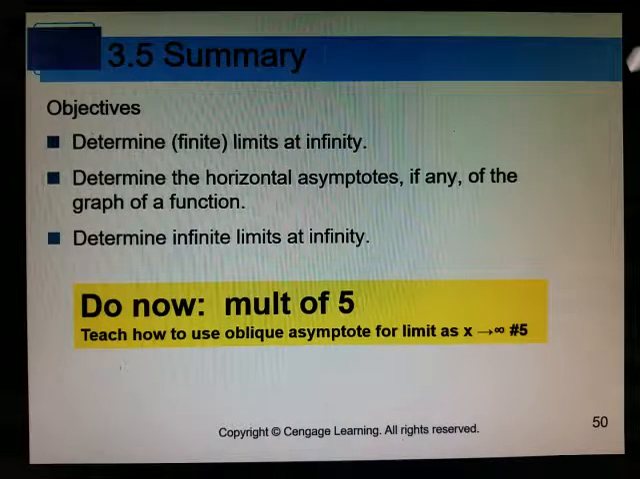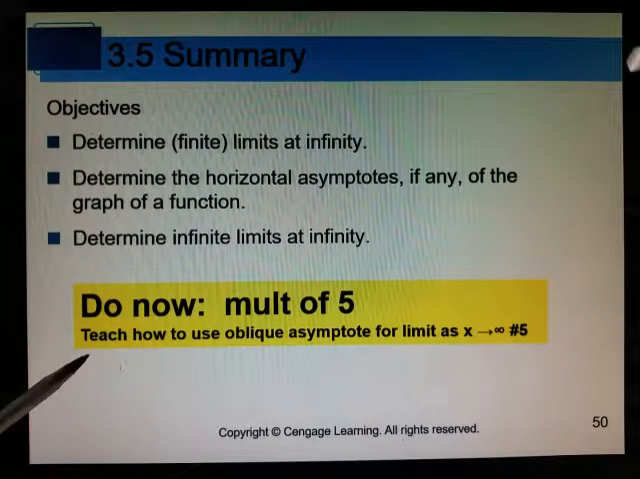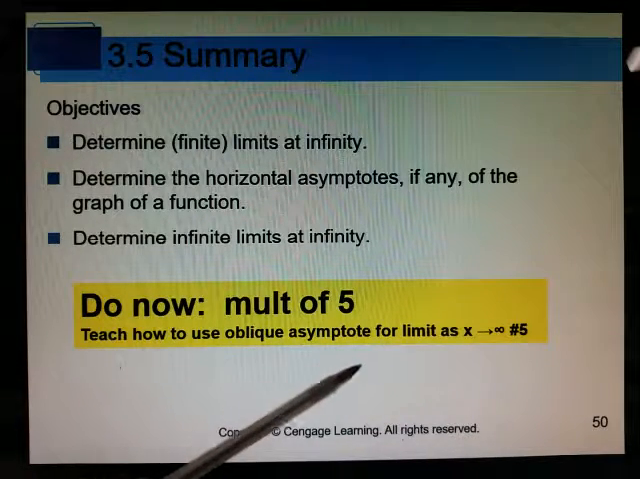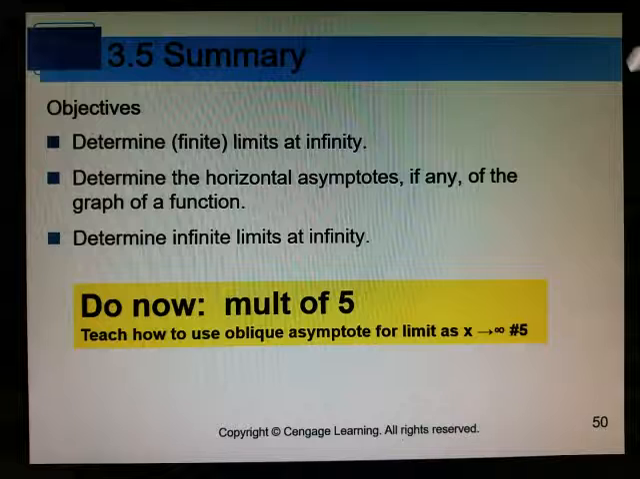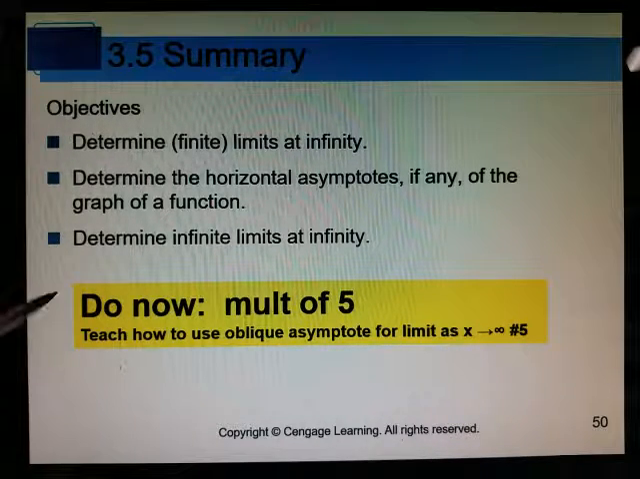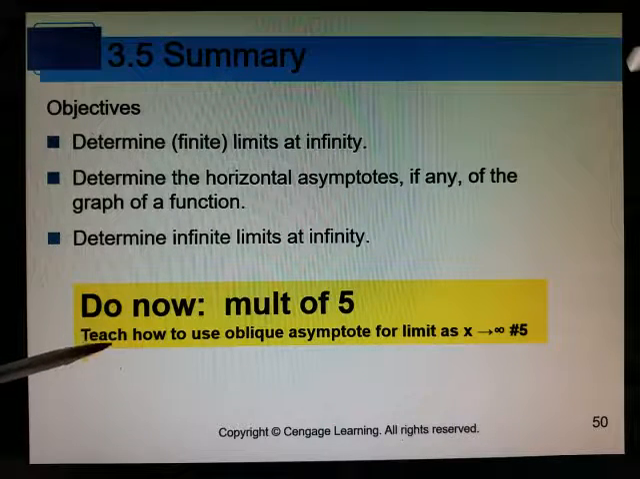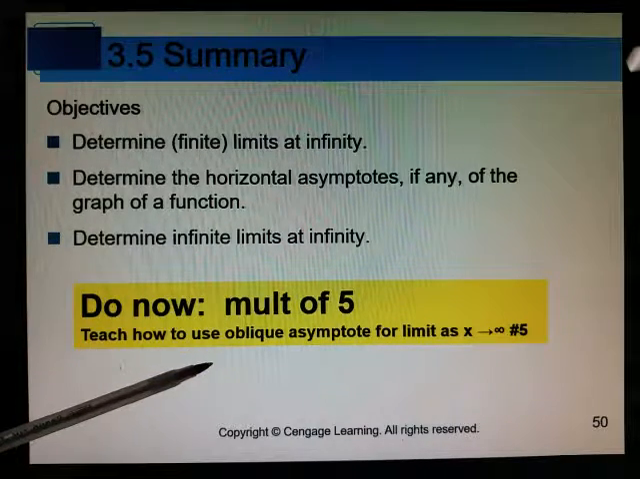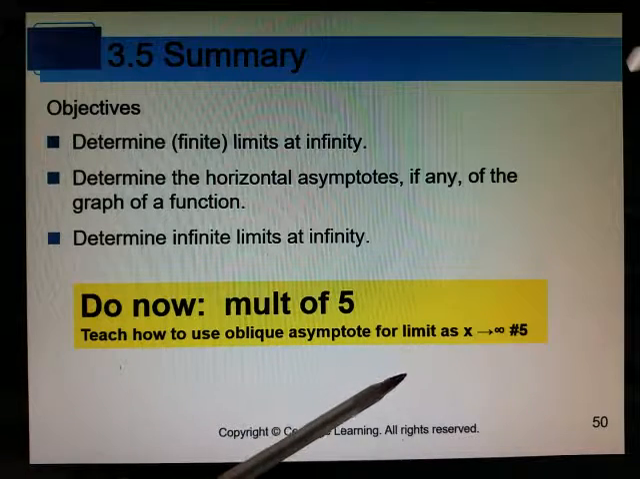That ends lesson 3.5. I have made a note here to teach how to use oblique asymptotes for the limit as x goes to infinity as well, for number 5 in your homework. So if you guys are in class tomorrow, please come in and have me pull up your number 5, and I will teach you how to do the oblique asymptotes for the limit as x goes to infinity.